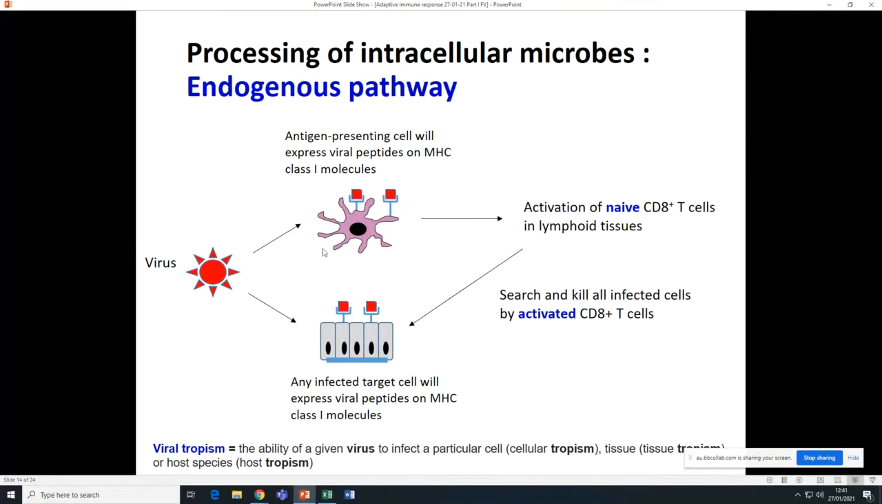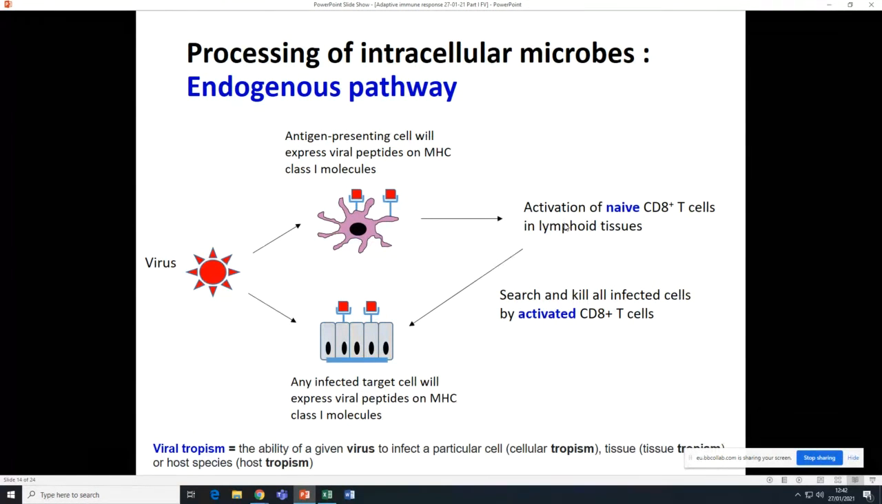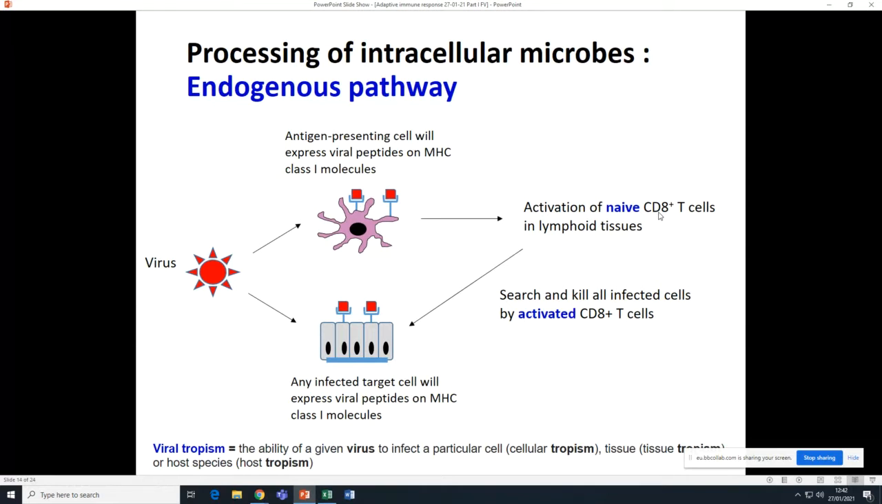So what they do, they sense the virus, pick up the virus, process it via the exogenous pathway, express it via the MHC class 1, and go and activate naive T cells. Where? In the lymphoid tissue. And what these naive T cells become, they become effector cells.